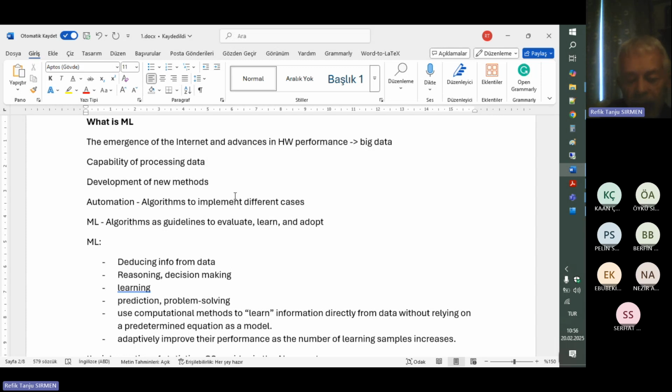Therefore, artificial intelligence is a real revolution happening nowadays. It started and it's going on at an exponential speed. The advances in this field are absolutely exponential.